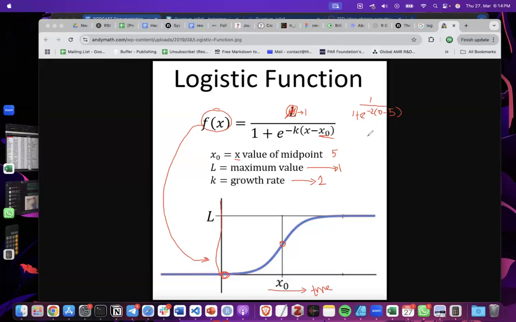So if you try to solve this, 1 divided by 1 plus, sorry, I'm taking you to algebra. It's a lot of mathematics. So you have minus 2. 0 minus 5 is minus 5. So minus 2 times minus 5, that's plus 10. So exponential of 10. Then you have 1 divided by 1 plus exponential of 10. What's exponential of 10? Let me look for it online quickly.